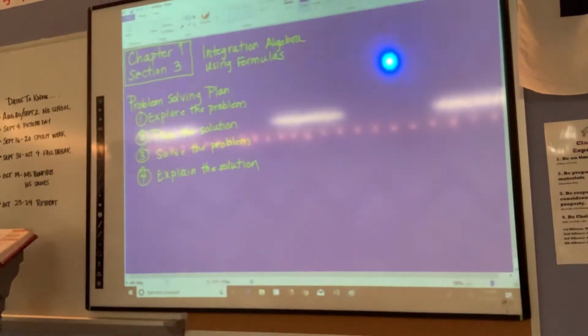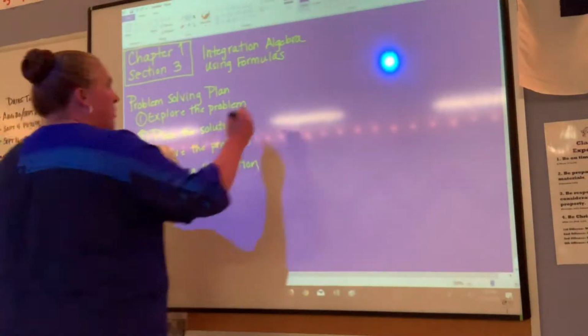Now, you ready for like the easiest thing you've ever done in your whole life? You're welcome. It won't always be this easy, but today it is. All right, let's talk about area of a rectangle.